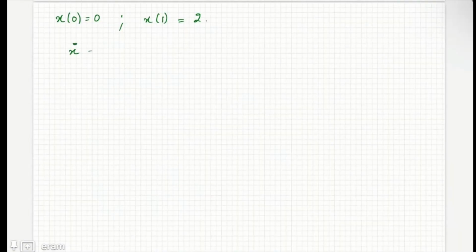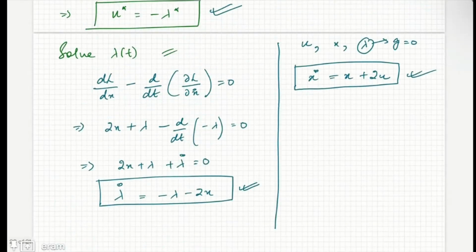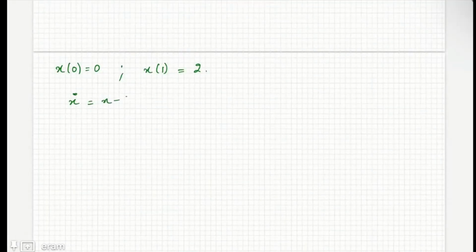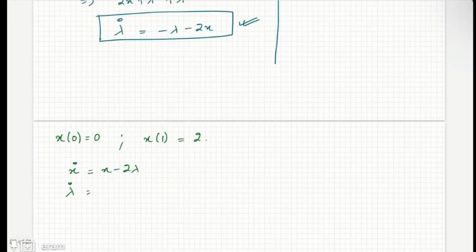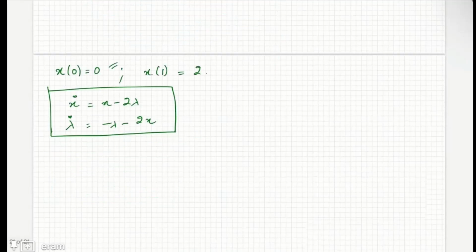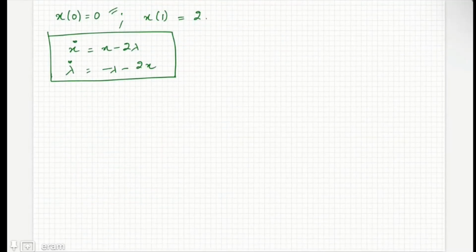So let's write everything down. Since u optimal is nothing but minus lambda, x dot is given as x minus 2 lambda. And lambda dot, as we have derived, is minus lambda minus 2x. Now this is nothing but a linear second order system with given initial condition. So this equation we can solve.